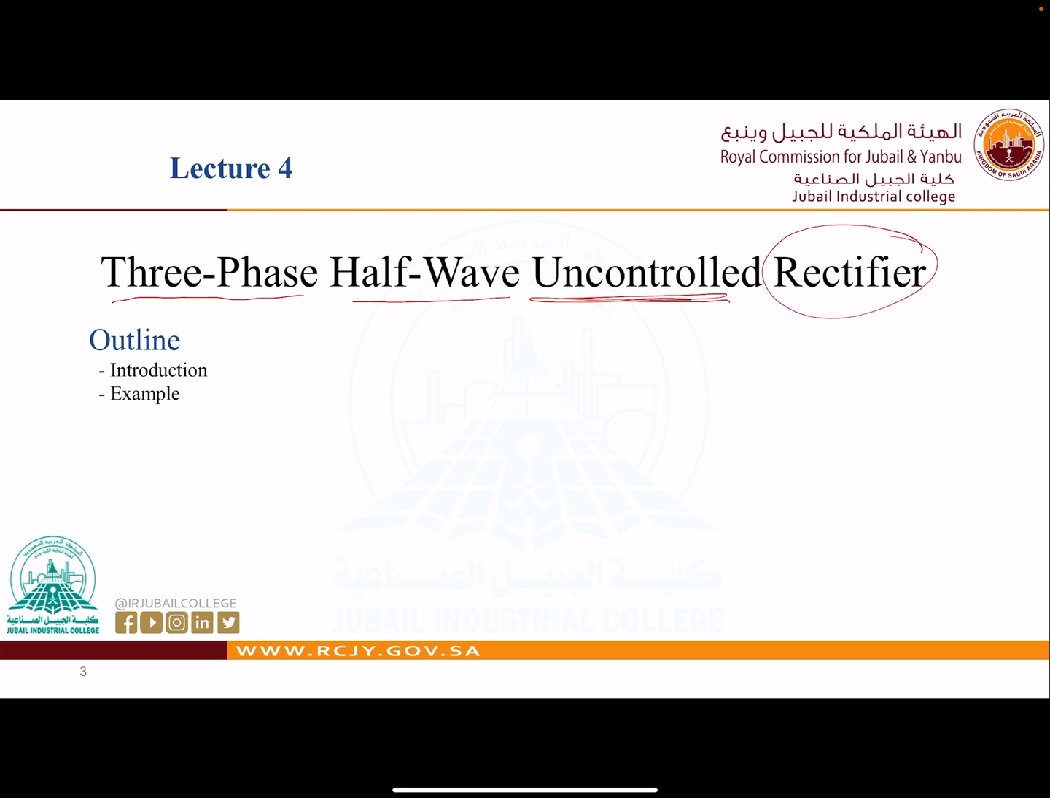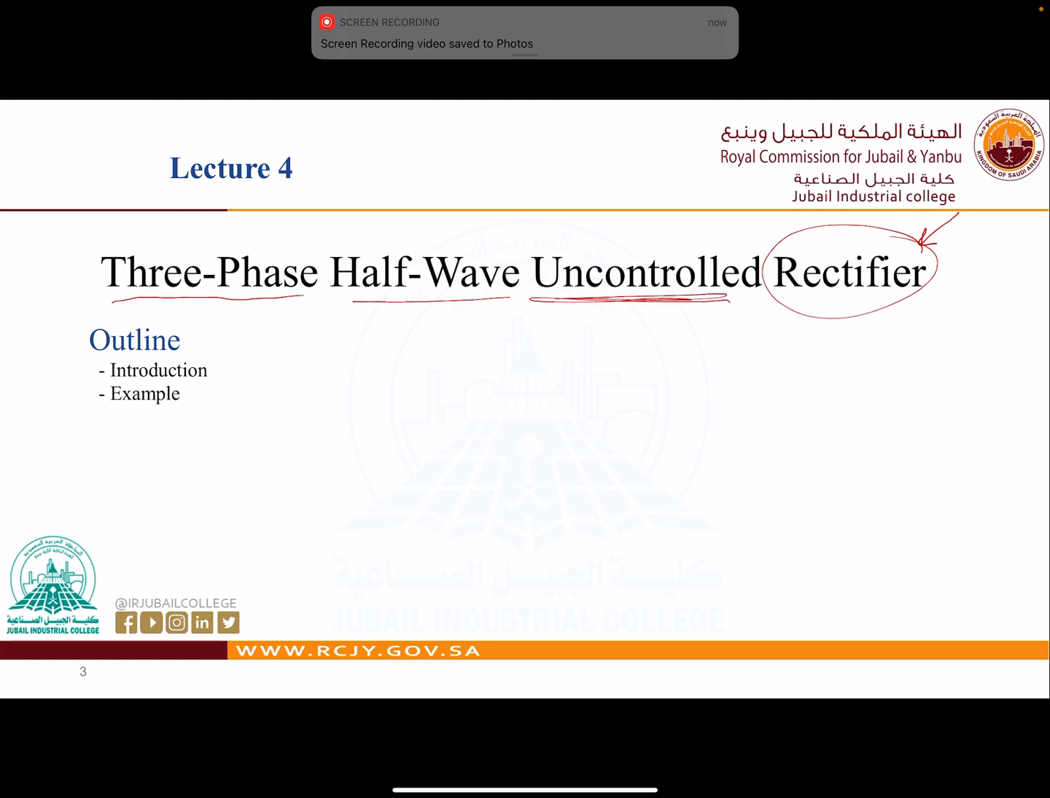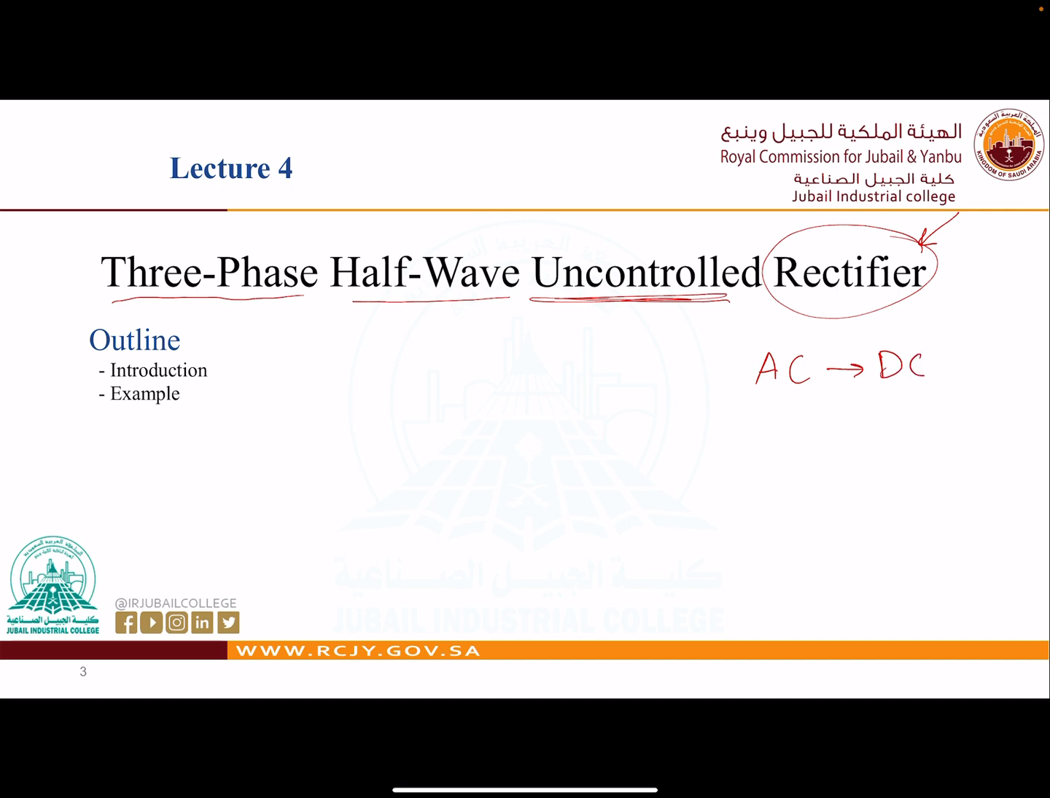Now, let me just revise something very important. When we say rectifier, we are rectifying the signal from AC into DC, okay? Also we know that uncontrolled means we use diodes. Why is that? We use diodes because in this part we cannot control alpha, and we are going to rectify the waveform from AC into DC.